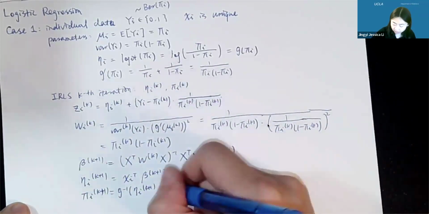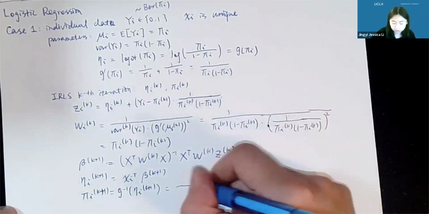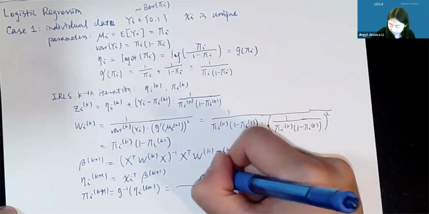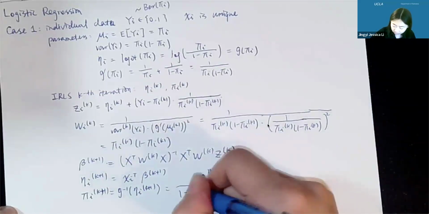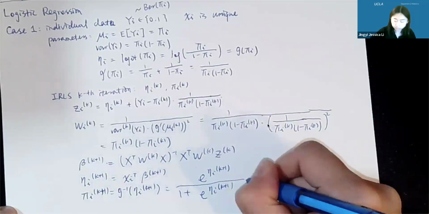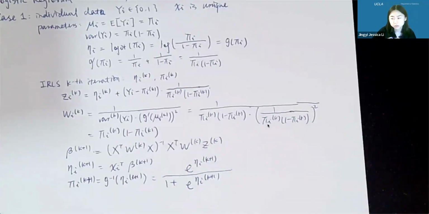And the inverse of the logit function, this is good to know, is the exponential function to the eta_i^(k+1) over 1 plus exponential function to the eta_i^(k+1). That's it. That's how we do the update for the logistic regression.